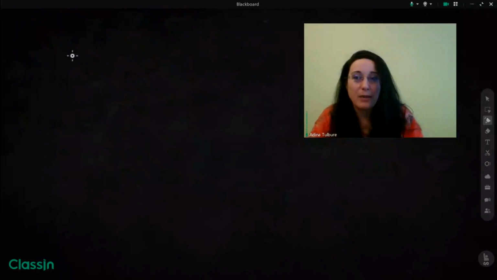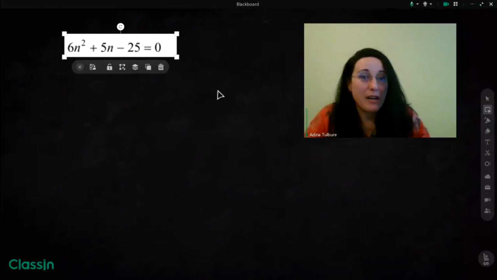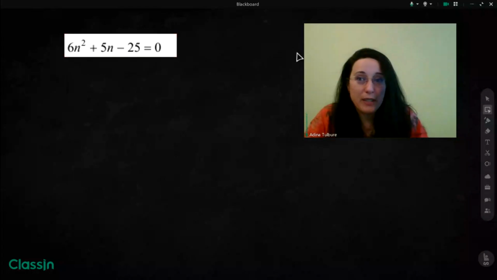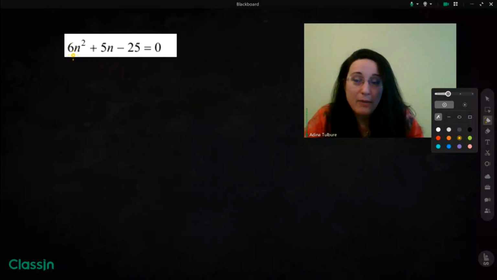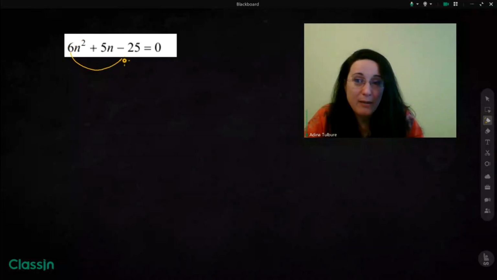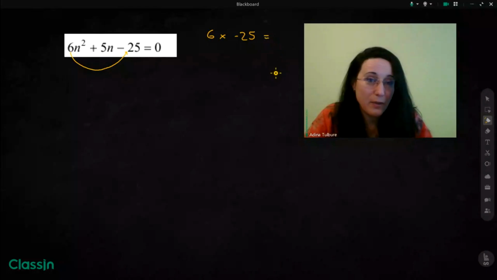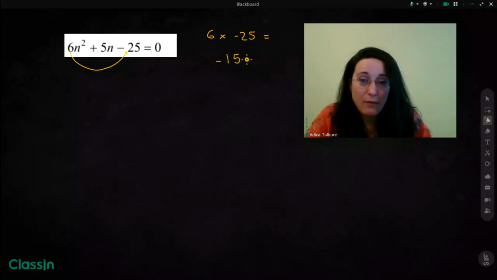So let's look at this equation here. It says solve by factorizing it. So this is how we will do it. It's a bit similar to what we've been doing before, but this time you will multiply 6 times minus 25. So you will do 6 times negative 25, and this will obviously give you a negative number, which is negative 150. And then you have to think about two numbers that you multiply to give you negative 150, and then you add to give you 5.